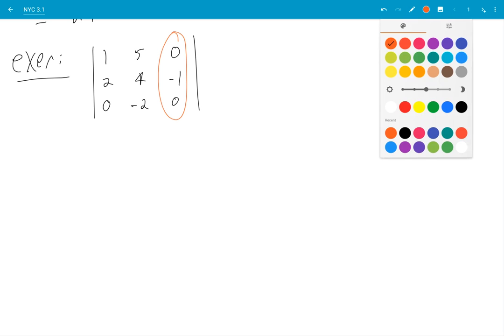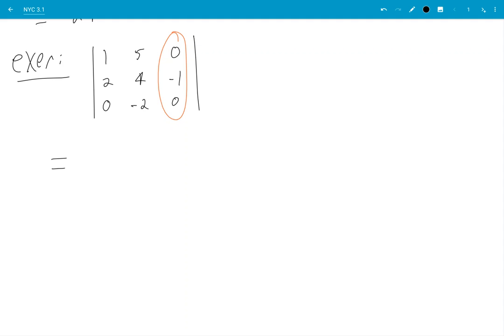So what does that mean? It means that I have 0 times some determinant, but I do not care, right? Because it's multiplied by 0, I'm not even going to write it down. In this column, the only thing I have to think about is this minus 1, right? So minus 1, I go 1, 5, 0, minus 2.